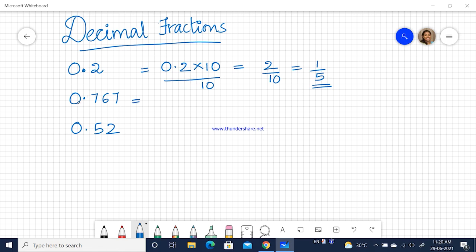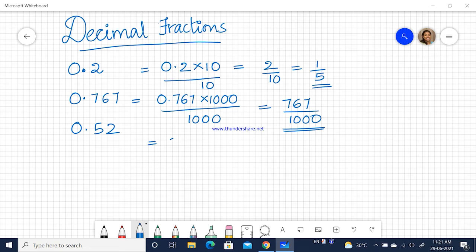Next is 0.767. After the decimal, there are 3 digits, so you have to multiply with 1,000. So 0.767 into 1,000 by 1,000, we'll get the answer 767 by 1,000.